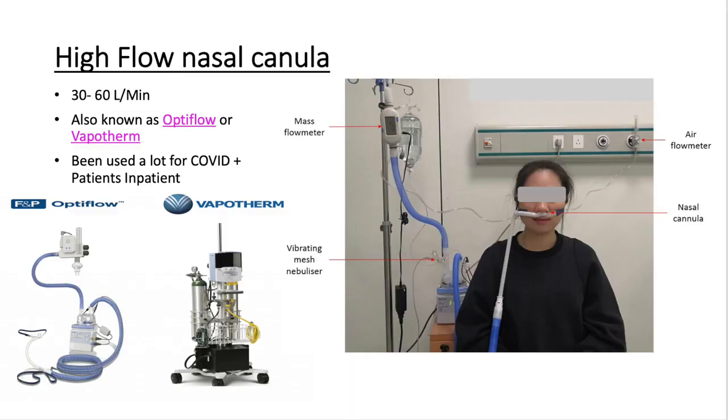High flow nasal cannula can deliver 30 to 60 liters per minute with a combination of heat and humidity to help decrease the mucous membrane damage, and is overall just better tolerated because they have prongs in their nares and it's more comfortable for the patient.